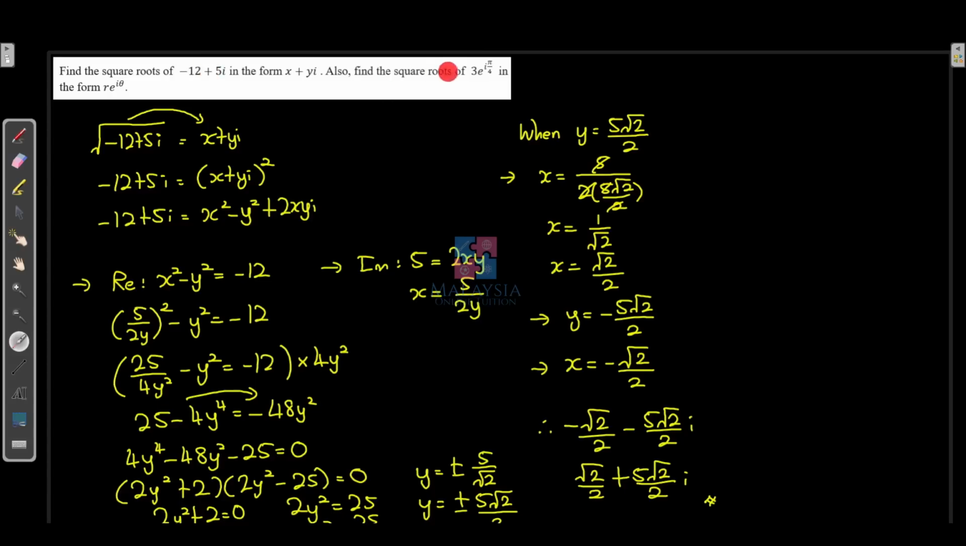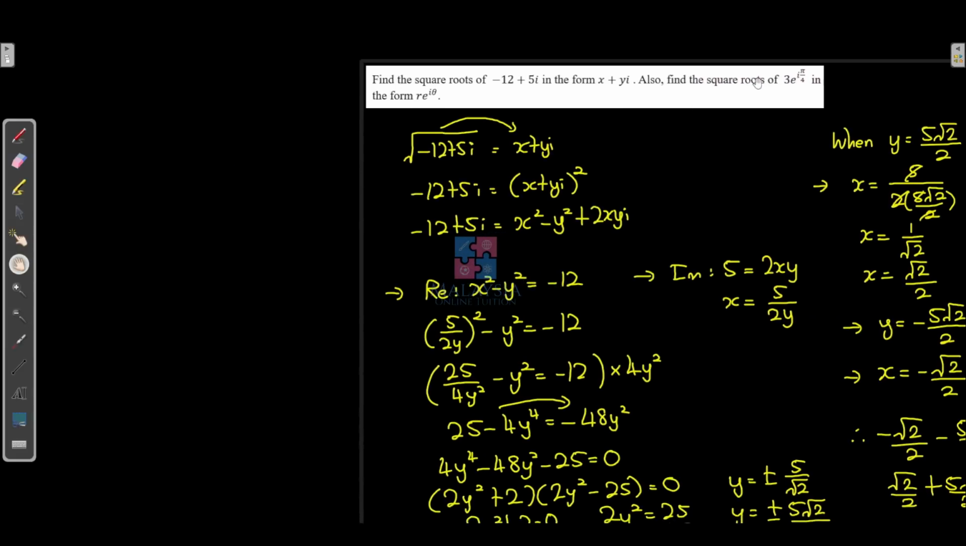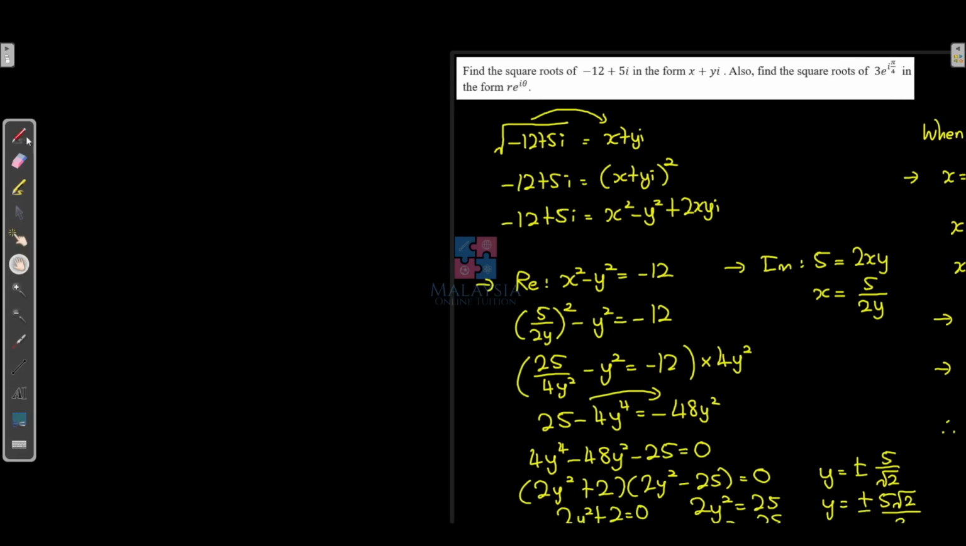Find the square roots of 3e to the power of i pi over 4 in the form re^(i theta). Okay, so what about this one? They ask us to find the square root of the exponential complex number here, meaning the complex number is in exponential form, and they also want the answer in exponential form. Okay, no problem. So let's say that is going to be w, equals 3e^(i pi over 4).